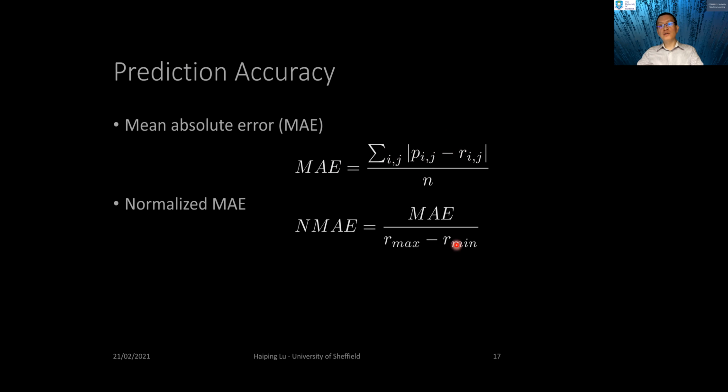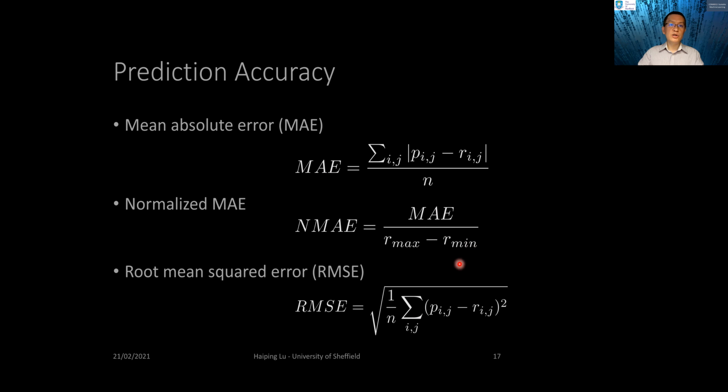And we can also further normalize this error by dividing by the range. For example, some ratings may have a scale from 1 to 5, some maybe 1 to 10, some maybe 1 to 100. So if we normalize it, it will be more comparable. And a third measure is root mean square error. That is, take the difference, then square the difference, take the average, and then take the square root.